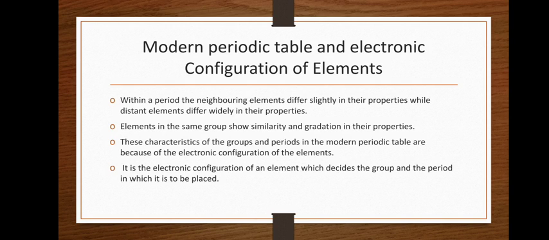Now in the same group they show similarity and gradation in their properties. So elements belonging to one particular group will have the same properties, correct? Only they will show gradation. Okay, it may slightly increase or decrease. That property may increase or decrease when you move down a group, right?